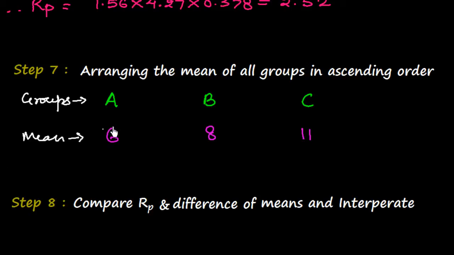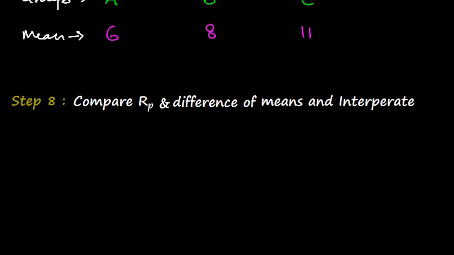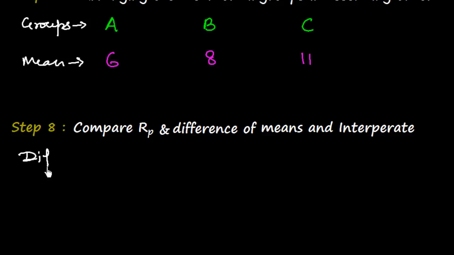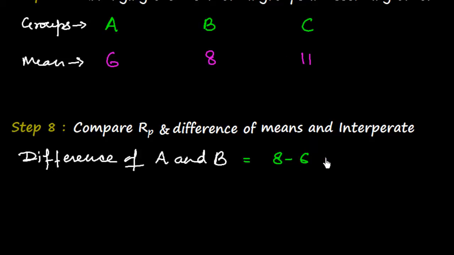Now we compare the differences of these means. If we find the difference between A and B, we get 8 minus 6, which is 2. 2 is the difference.